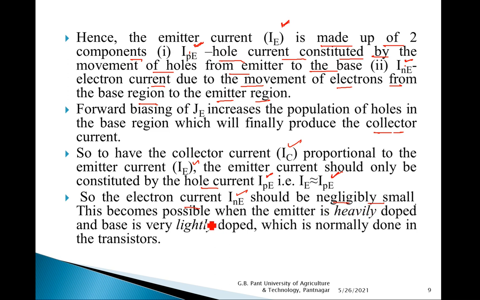And how is this made possible? This is made possible when the emitter is heavily doped and the base is very lightly doped, which is normally done in the case of transistors. So why is it done? This is just to make the collector current proportional to the emitter current, or just to make the emitter current exclusively made of the hole current. This can be made possible only if you vary the doping from the emitter side to the base side.